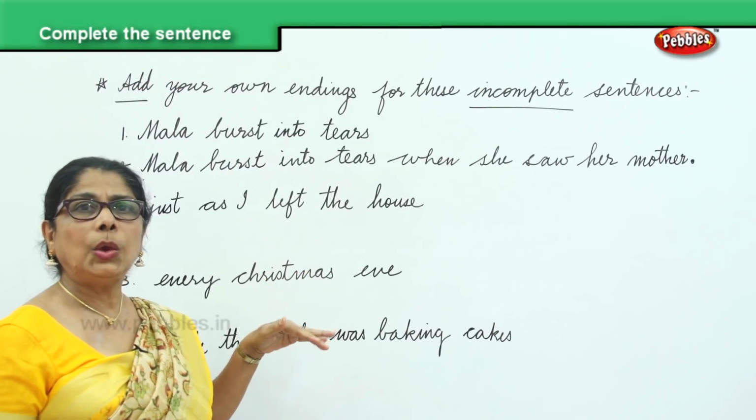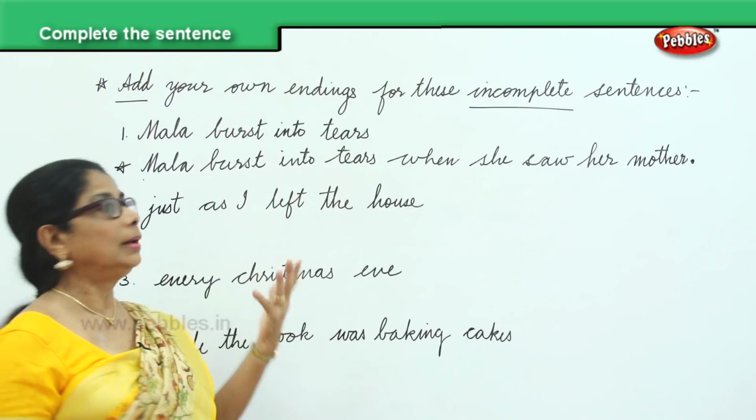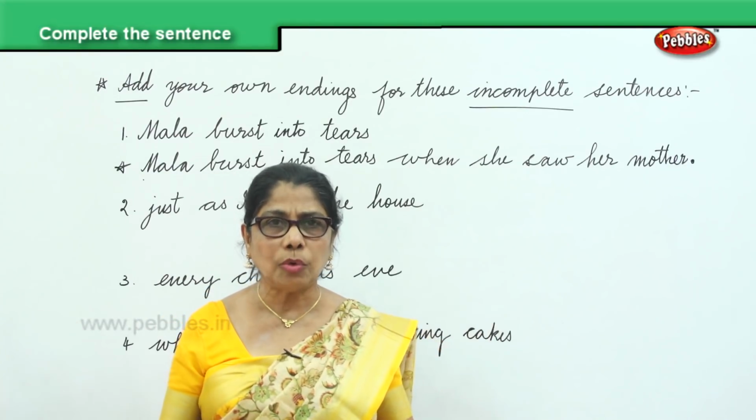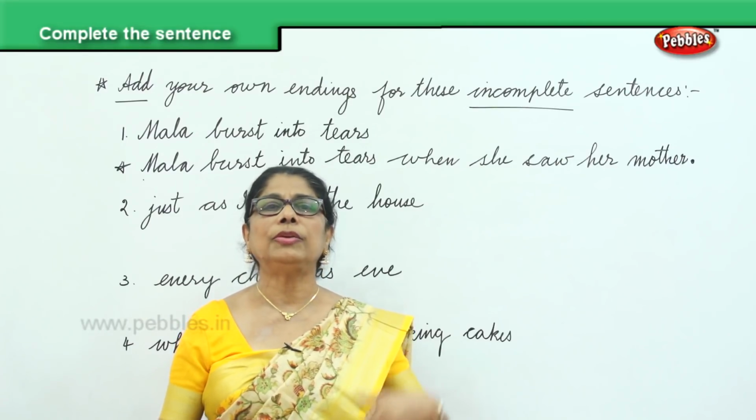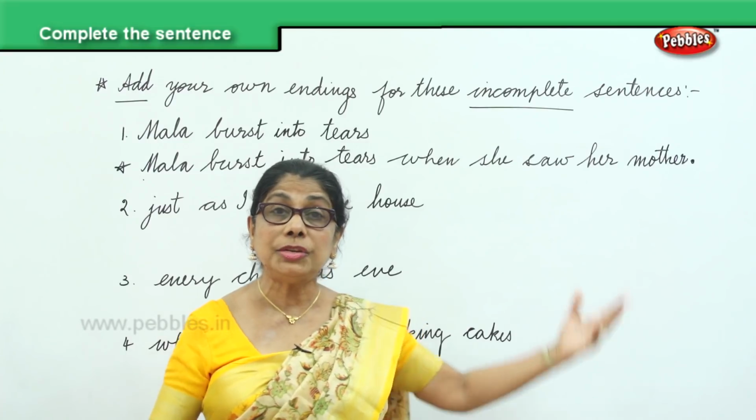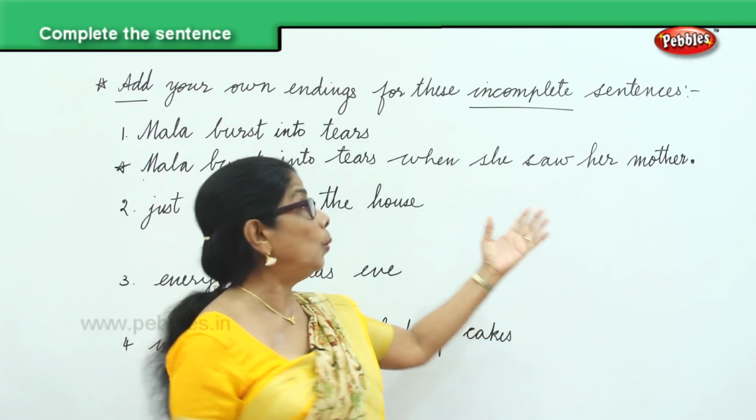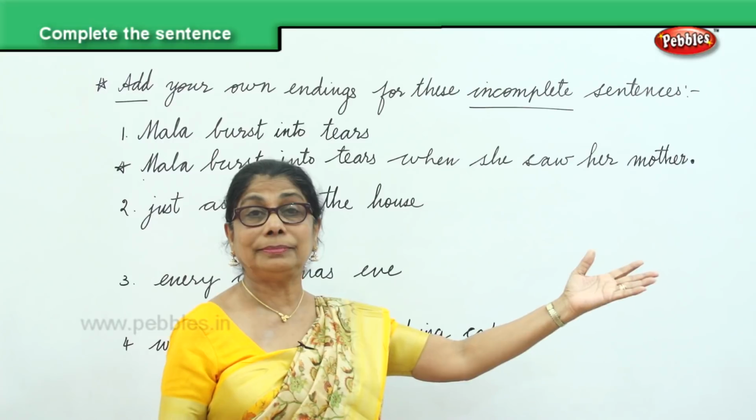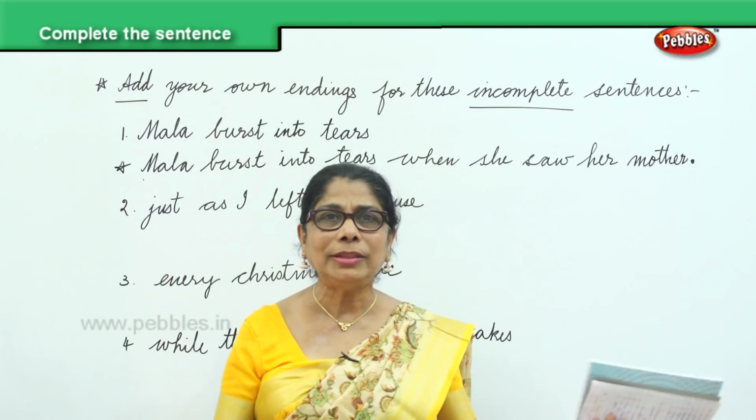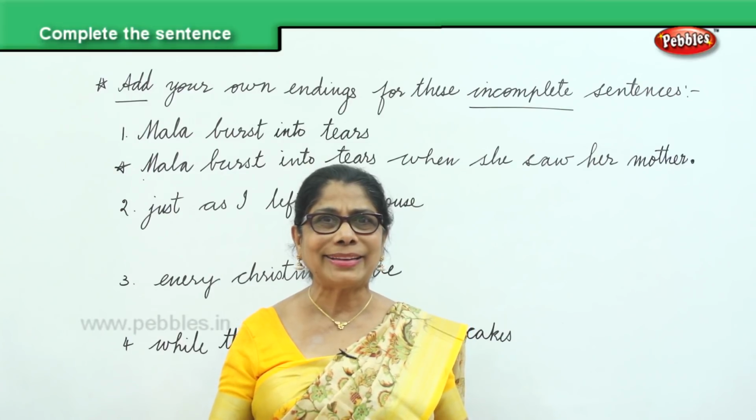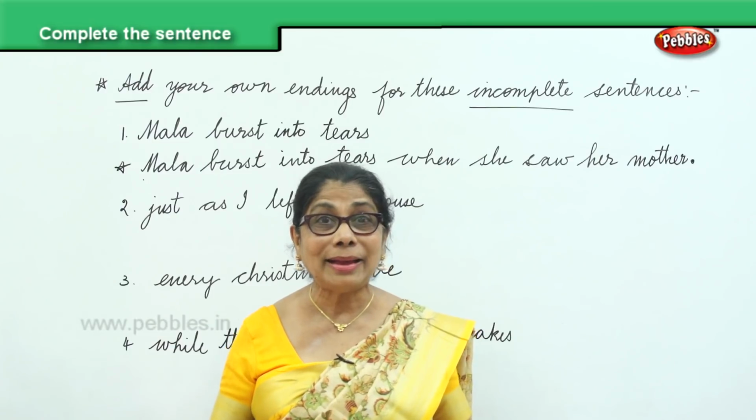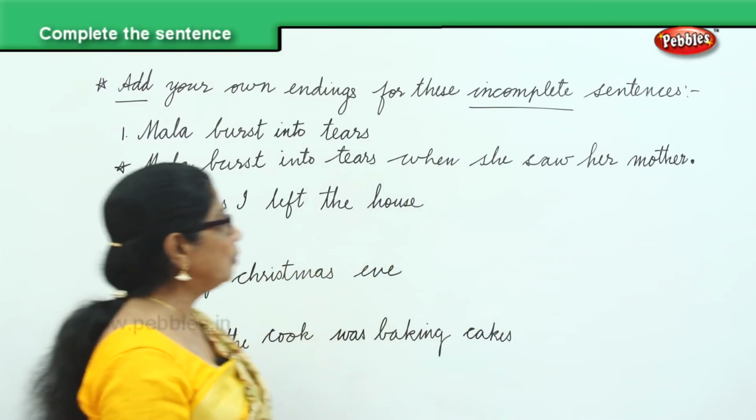You can say when she found the way, Mala burst into tears, or when she found a bag, her school bag is lost. So you can say Mala burst into tears when she found a bag. Mala burst into tears when she saw her mother. Or you can say Mala burst into tears when she got the answer papers. She got the full mark. When she got the answer paper and she gets 100 marks, out of joy, she burst. You can write whatever you want.